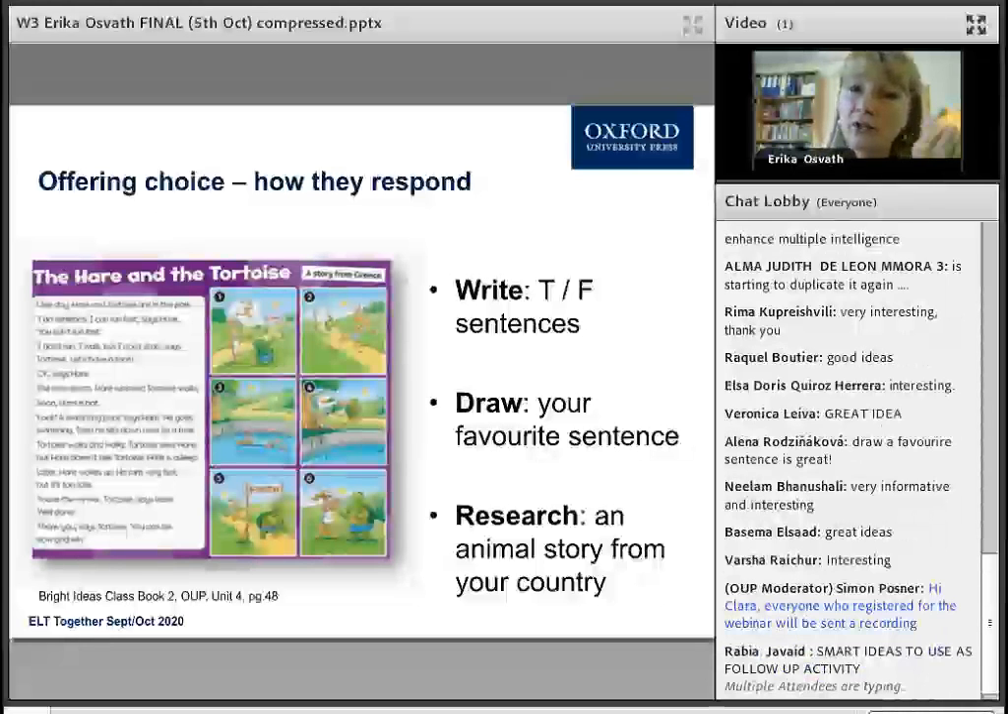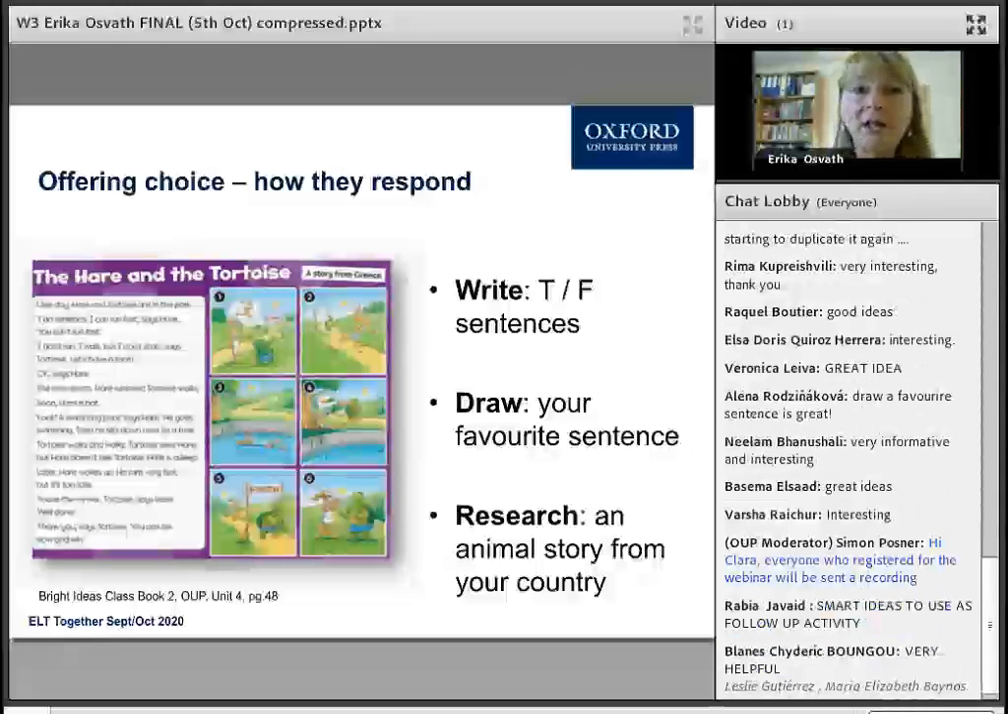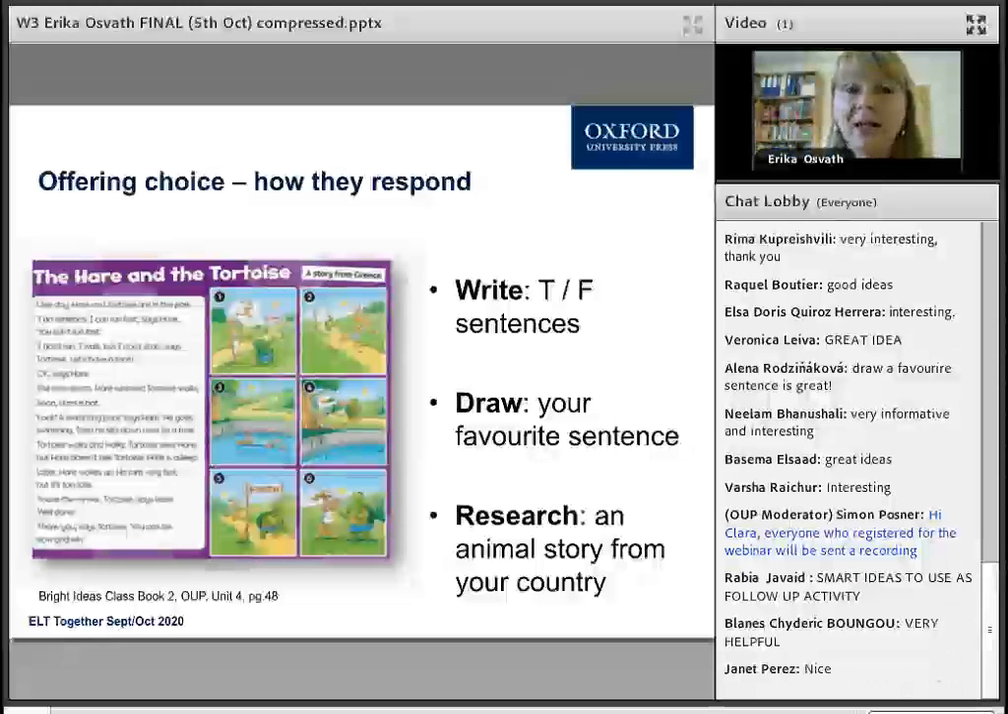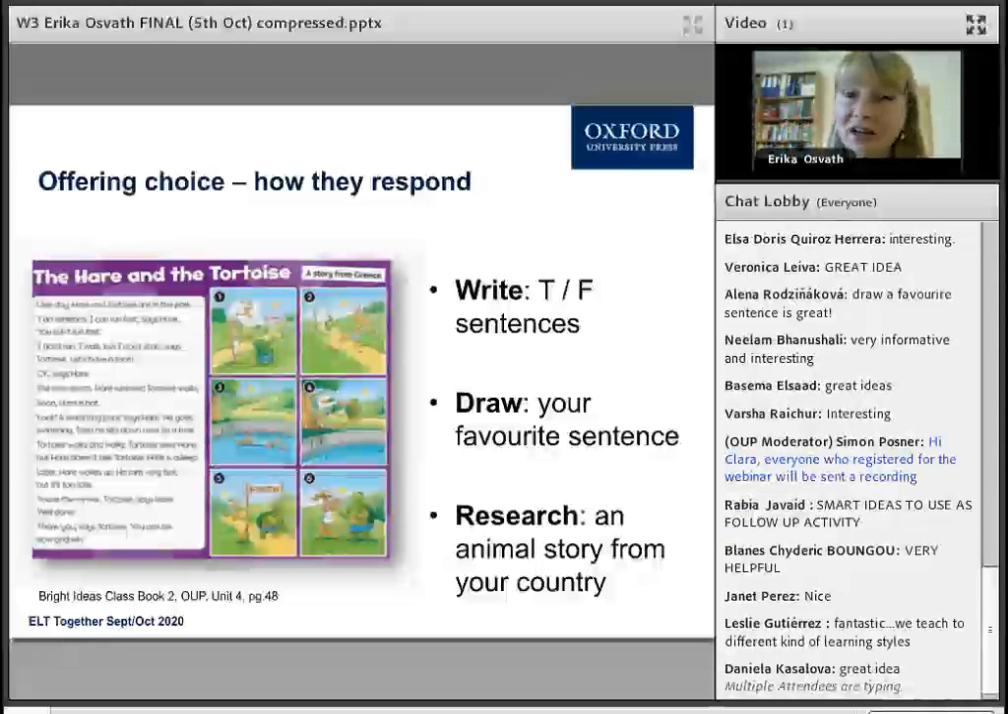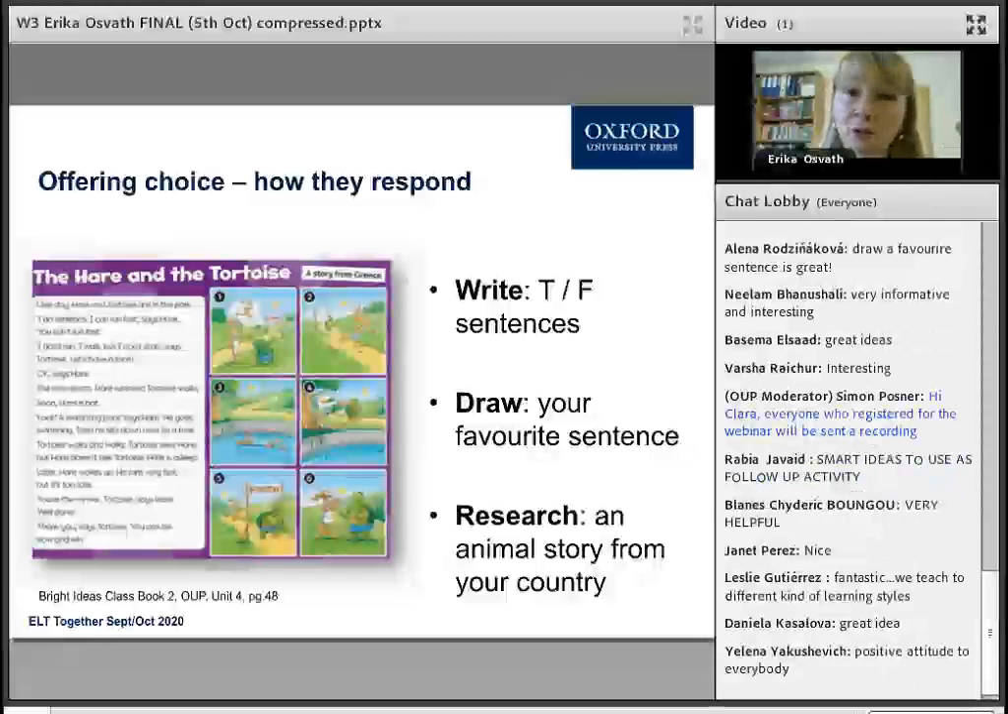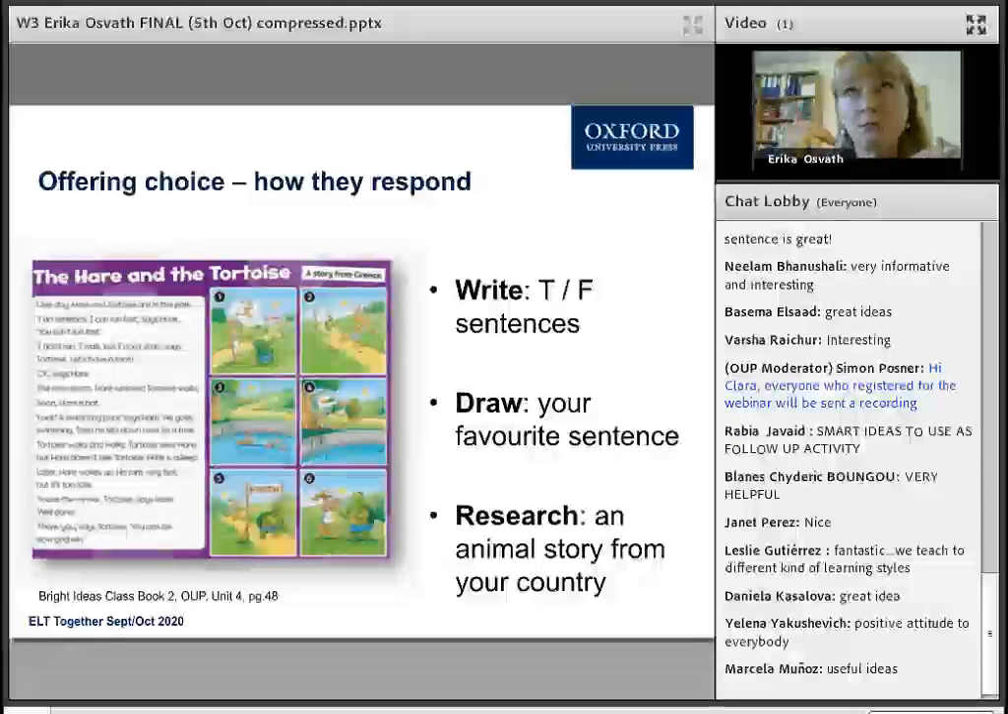So students who would like to do the true false sentences, please sit together. Students who would like to read and draw, again, sit together. And students who would like to do the research, again, sit together. And they would then collaborate and work together in completing their task. And once they've completed their task, you can get them to share their findings. And this is a nice way to work with one text, but with different tasks, where students get to choose the different tasks depending on how ready they feel to tackle that particular task.